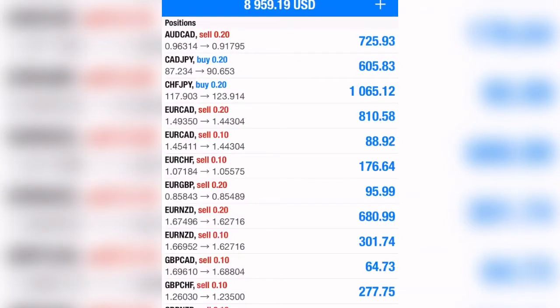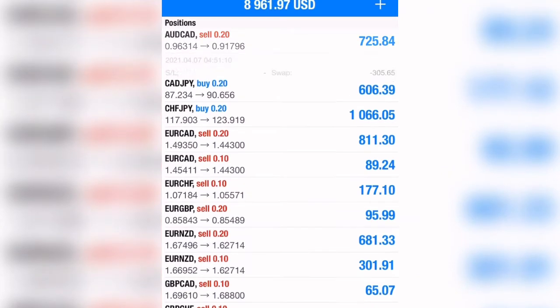So here we have our first example, Australian dollar versus Canadian dollar. We have it going in a sell direction. This account has a considerable amount of money, and we're able to place 0.20 lot sizes and 0.10. We won't go any further with that, per request.